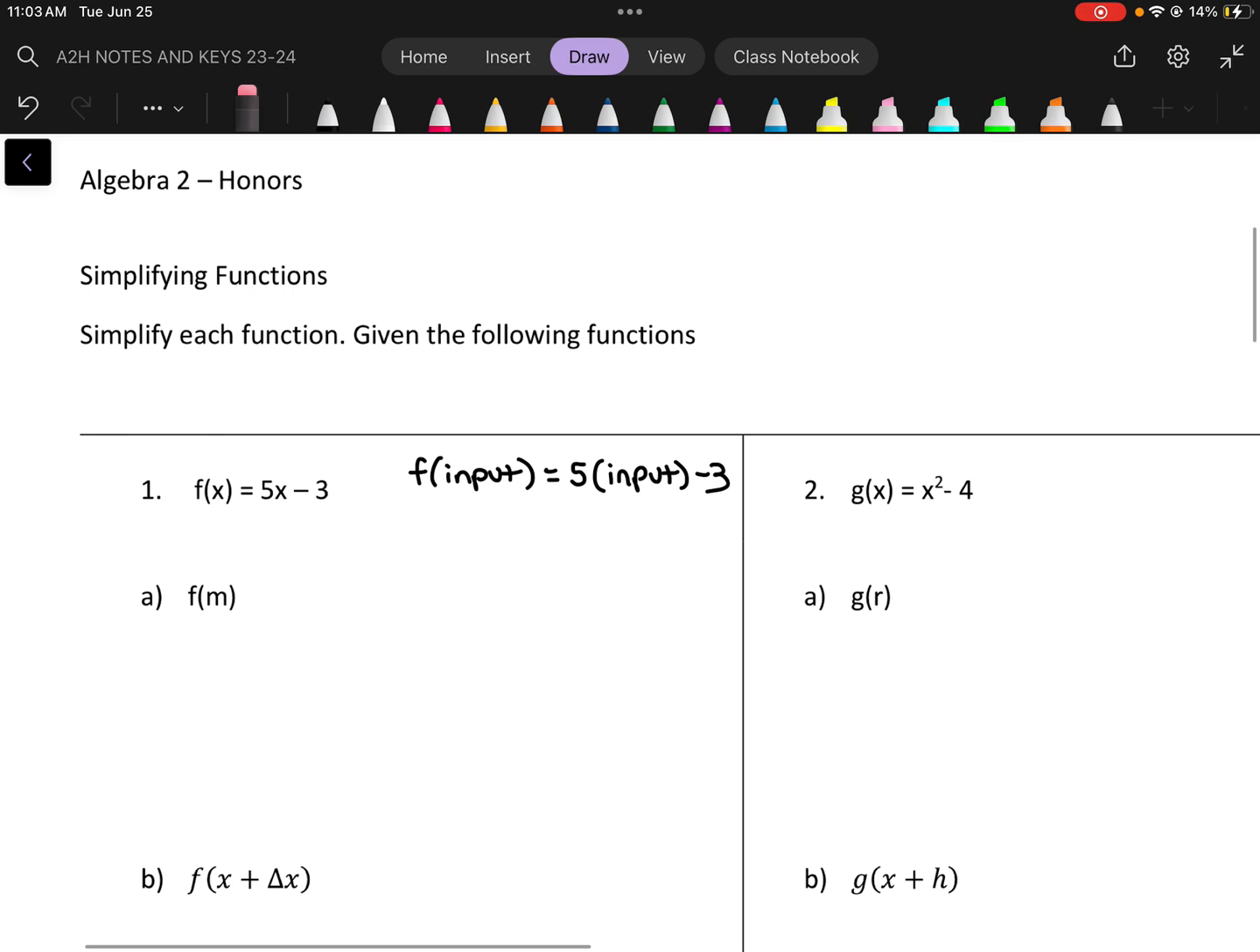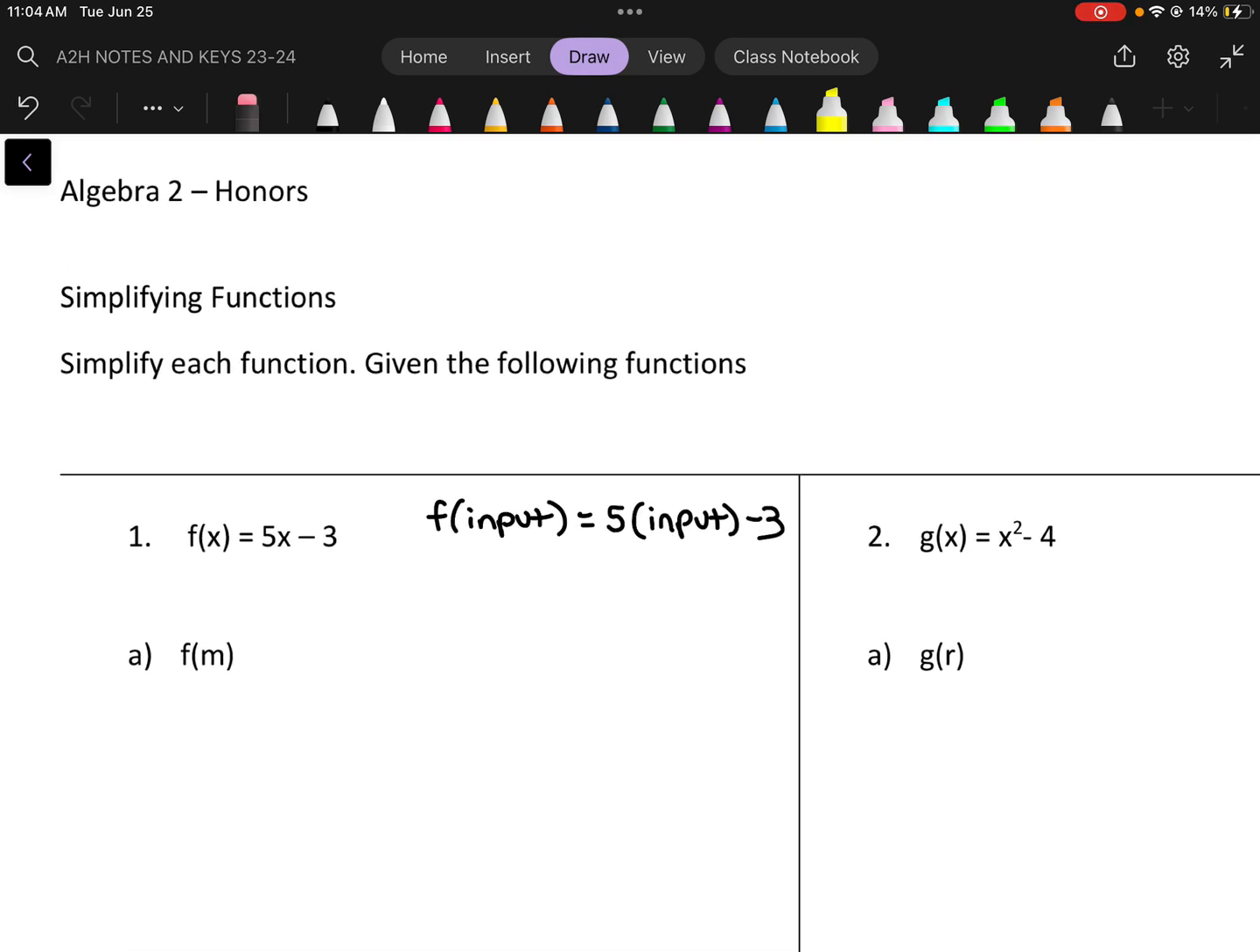So first thing to remember is when you see a function like f of x equals 5x minus 3, you want to really internalize the fact that it's f of input equals 5 input minus 3, right? X is just a placeholder for the input. 5x minus 3 is just describing the rule for the input, or the function itself.